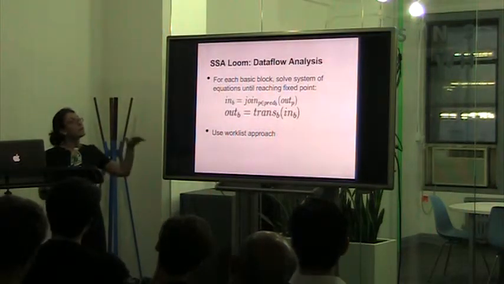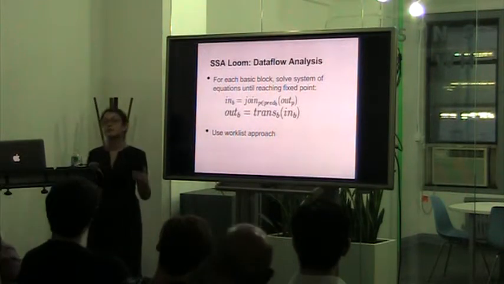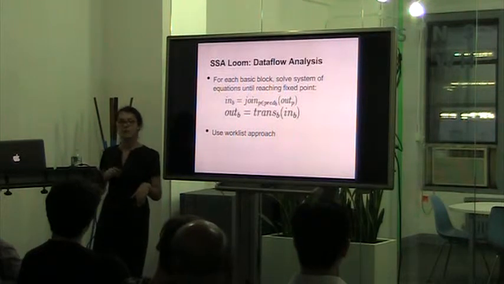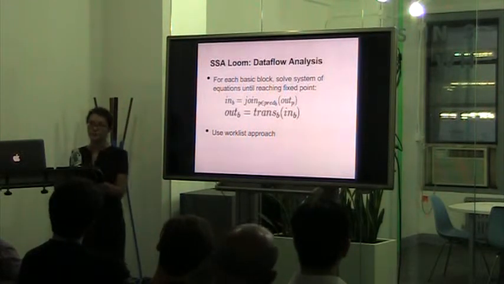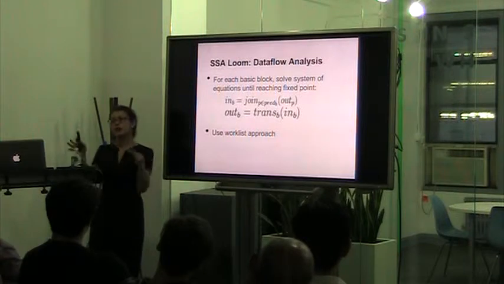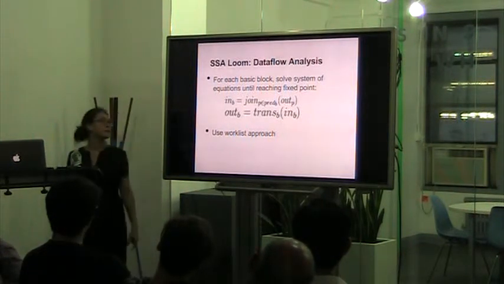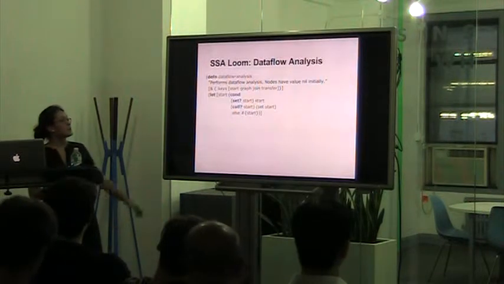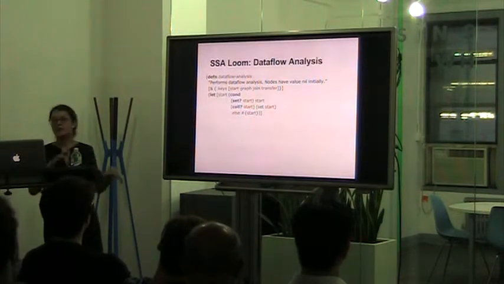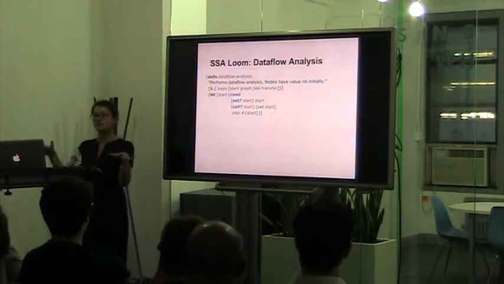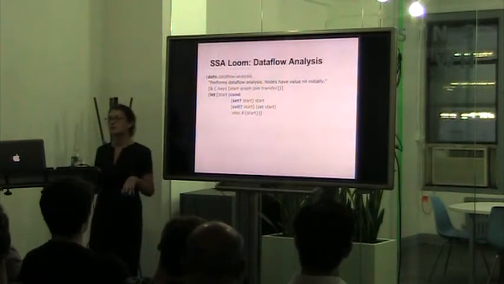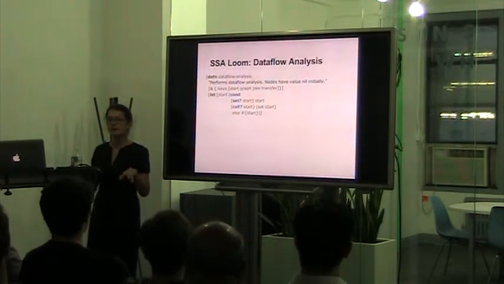And we keep solving this system of equations until we reach a fixed point. I use a work list approach in my framework to figure out when we reach a fixed point, which is just when the work list is empty, so there's no more work to be done. All right, so let's look at the implementation. Are there any questions so far about the conversion or SSA or data flow analysis?